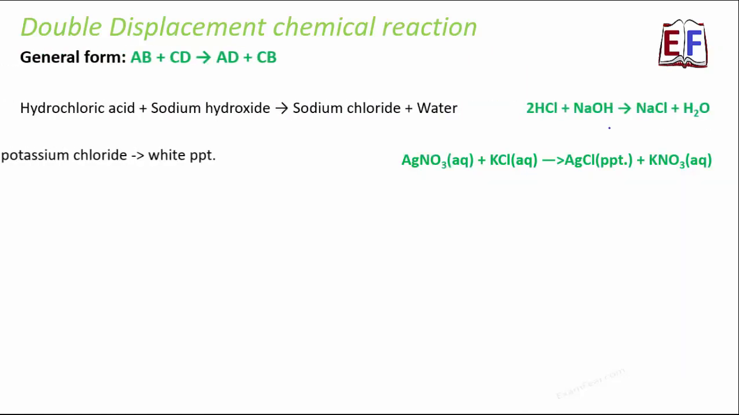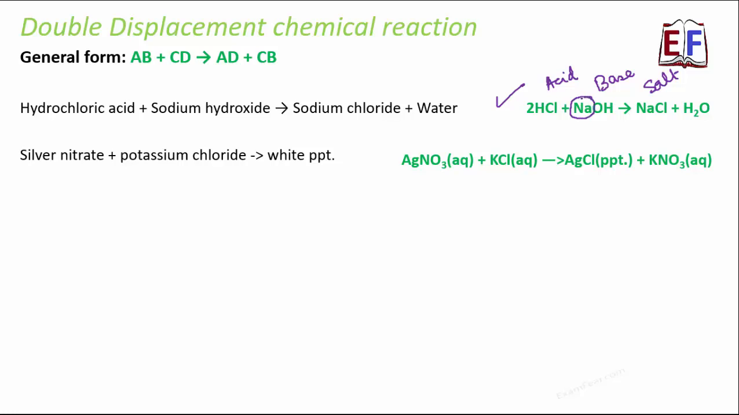Here on the screen, we are seeing a few equations, and they are all examples of double displacement. Let's look at the first one. HCl plus NaOH forms NaCl plus H2O. In this case, hydrogen chloride, which is an acid, combines with NaOH, which is a base, to form NaCl, which is common salt, and water. So this is an acid-base reaction. And here we see that double displacement takes place.